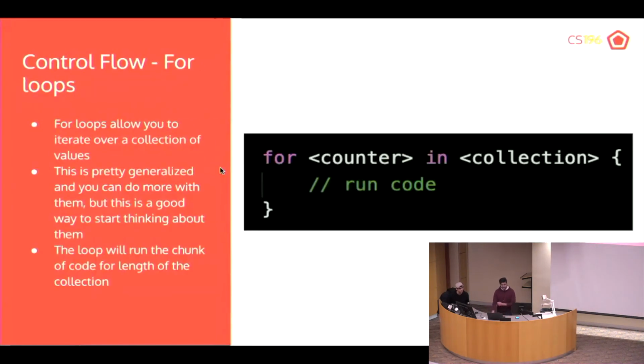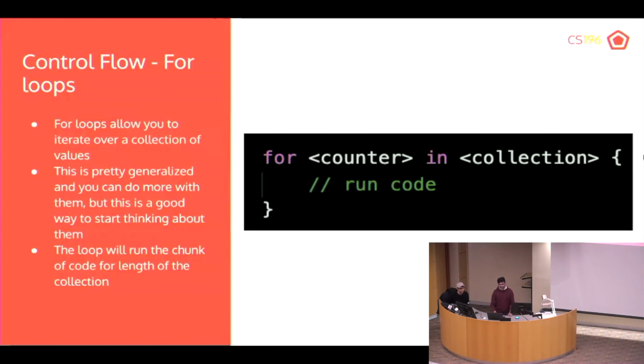And now I want to talk about for loops. So a for loop allows you to iterate over a collection of values. And it's a pretty generalized way of talking about it, but I think it's a good way to start thinking about for loops. And as you start using them, you'll realize that it's a little more complex than that. So the loop will run the chunk of code for the length of the collection.